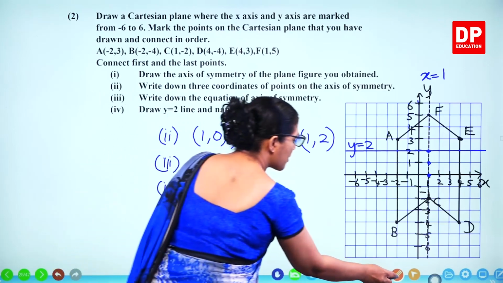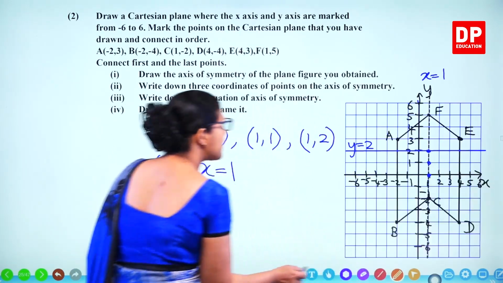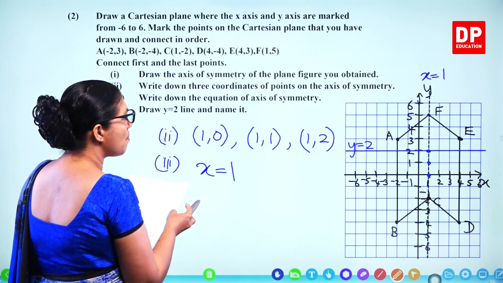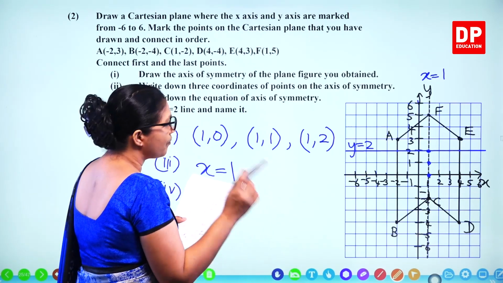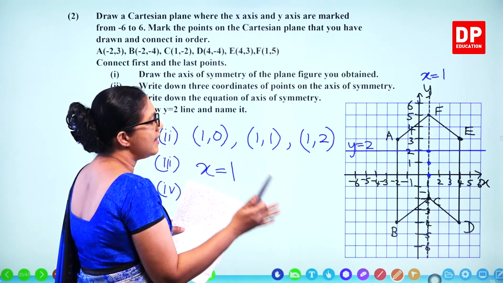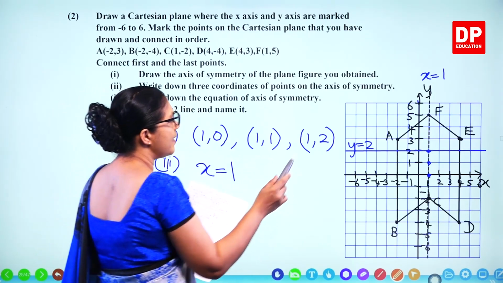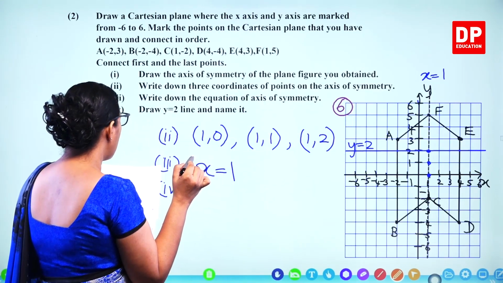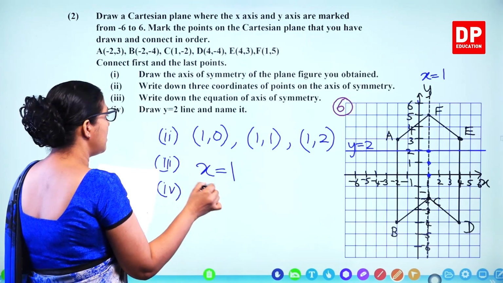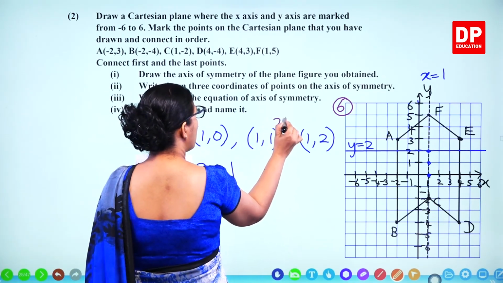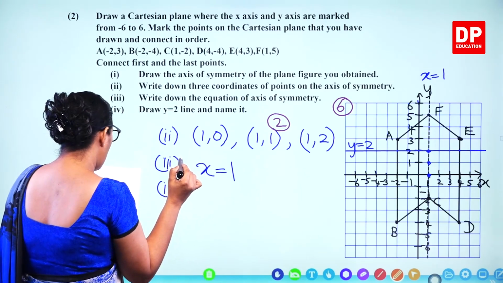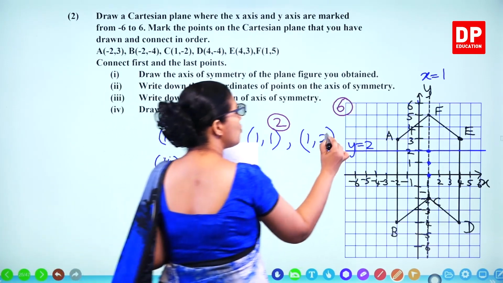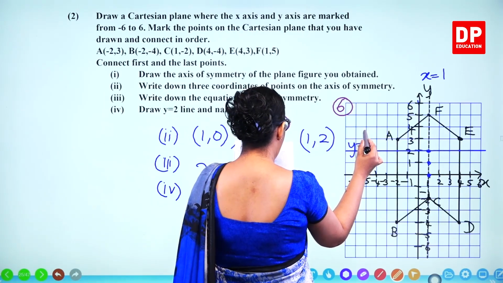So you get marks for the whole thing. Let's see. You are getting 6 marks for the scale and marking the points, all together 6 marks. And then you can write any 3 coordinates, you get 2 marks. And x equals 1, just 1 mark. And the y equals 2 line, that's 2 marks.